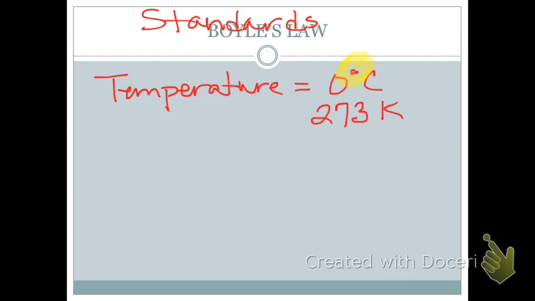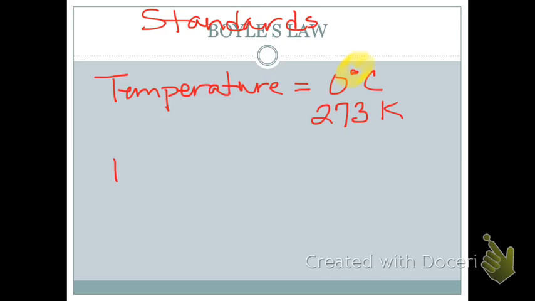Also remember the chant, shall we say, that if you have C, you add 273. If you have K, you take it away. So to add 273 to Celsius is going to give you Kelvin. To subtract 273 from the temperature is going to give you degrees Celsius. And you subtract that 273 from whatever the Kelvin temperature is.